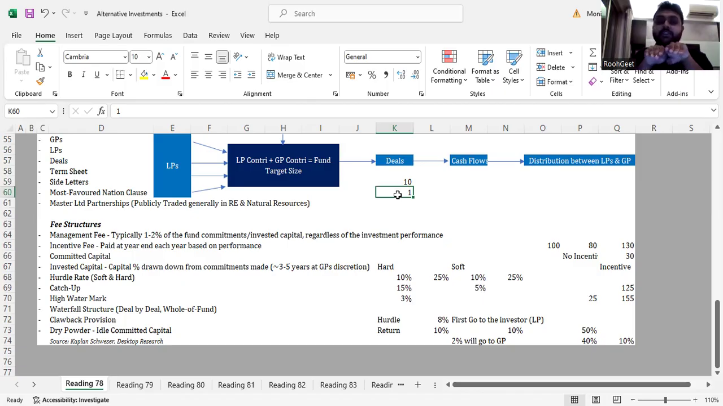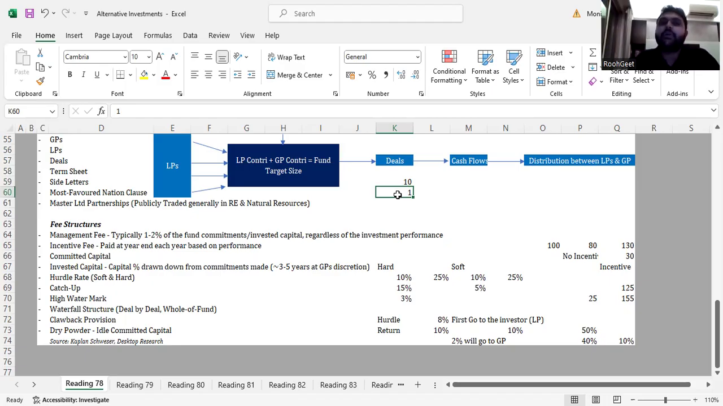Then there is no difference, well, there is a difference, but in terms of justification, deal by deal method and whole of fund method are both at par if a clawback is there in the deal by deal method. Okay, dry powder.